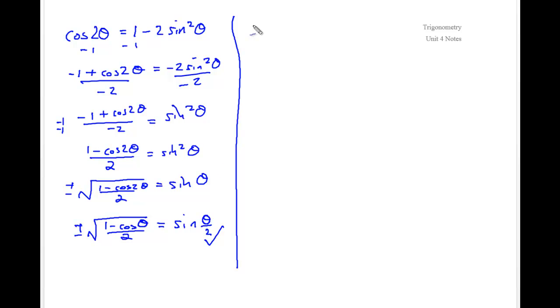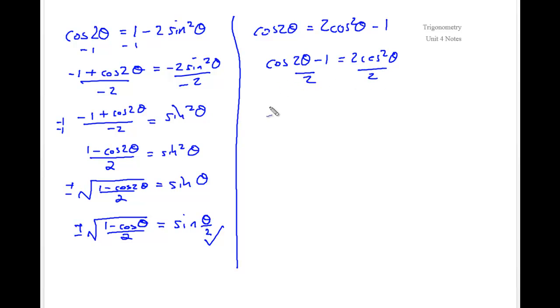Now we're going to start off with the other thing we had on the previous page, that the cosine of 2 theta is equal to 2 cosine squared theta minus 1. Now what we're about to do here is get this cosine squared theta by itself. So I'm going to subtract 1 from both sides. So this is cosine of 2 theta minus 1 equals 2 cosine squared theta. I am going to divide by 2. So dividing both sides by 2, I now have cosine 2 theta minus 1 divided by 2.